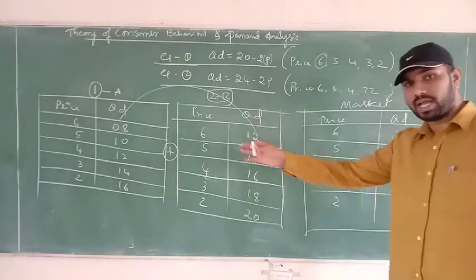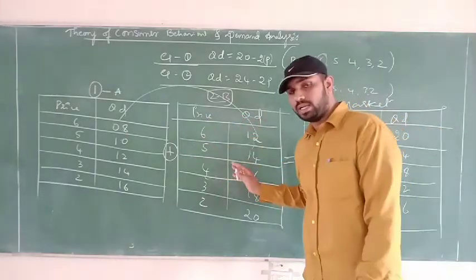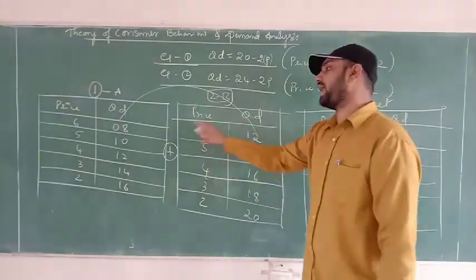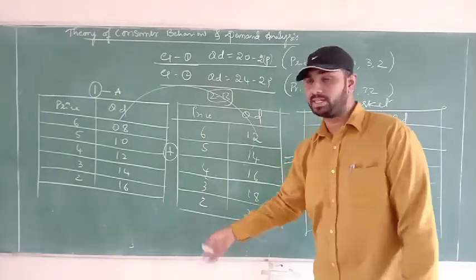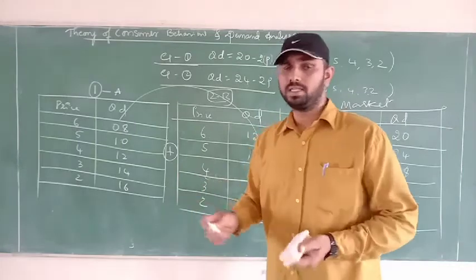So the addition of all individual demand curves is called the market demand curve. For that we did not add vertically, we added horizontally. This is called horizontal summation.